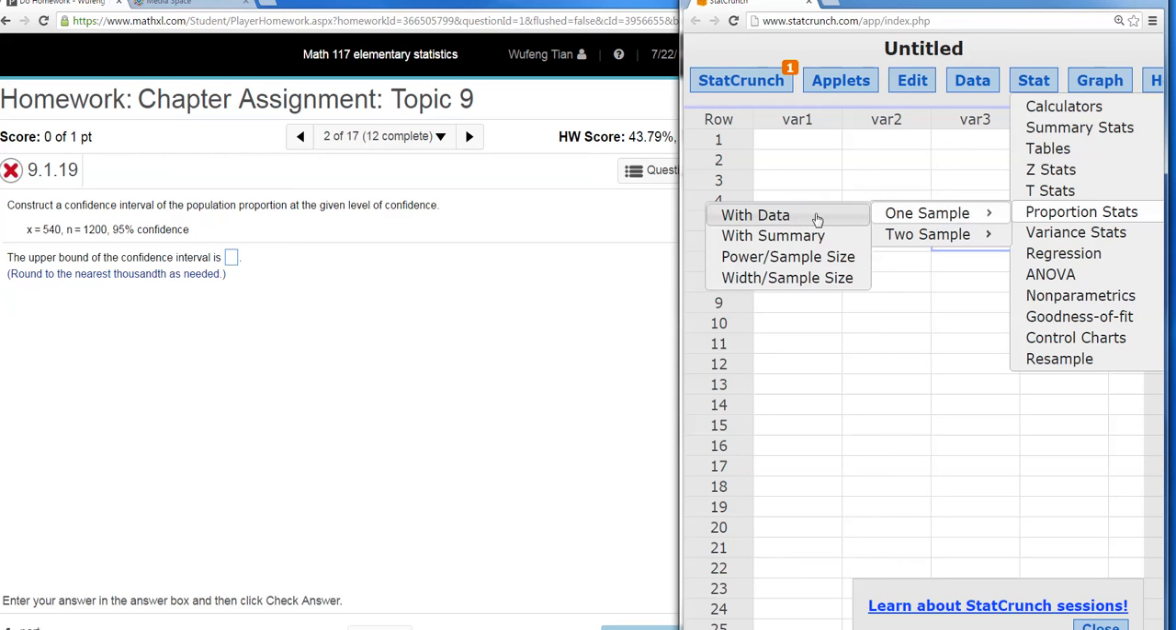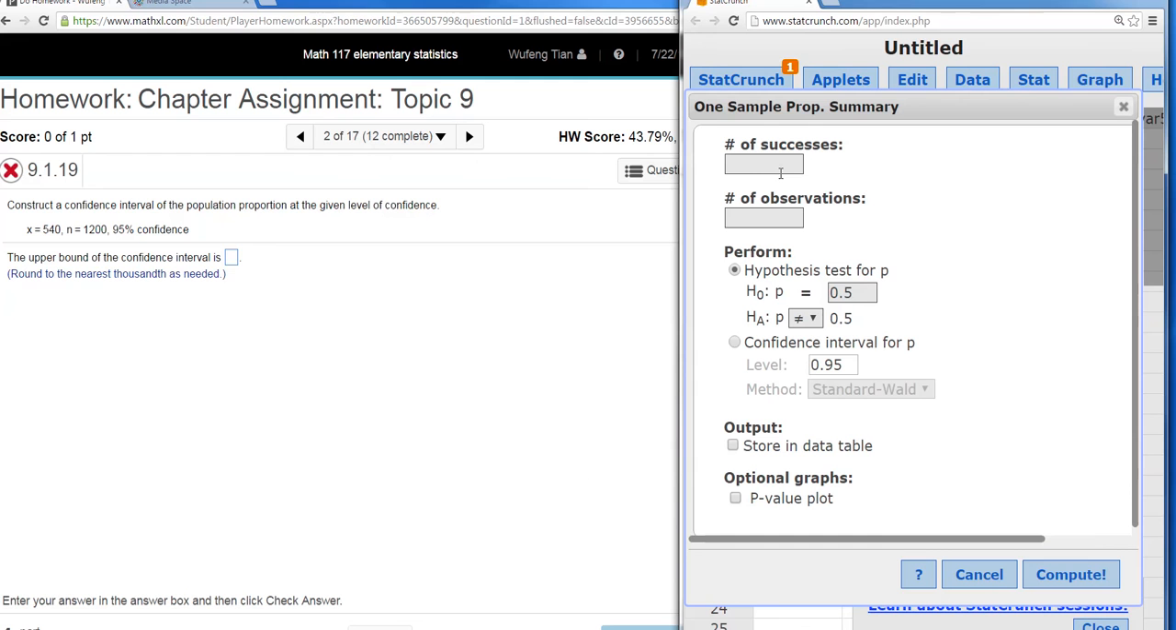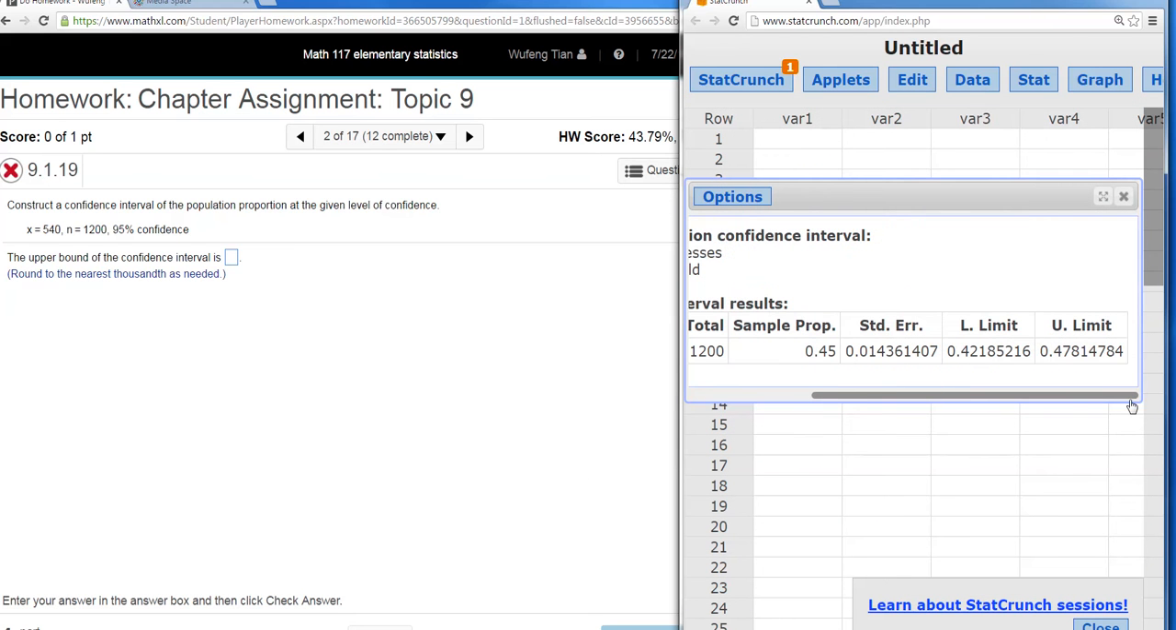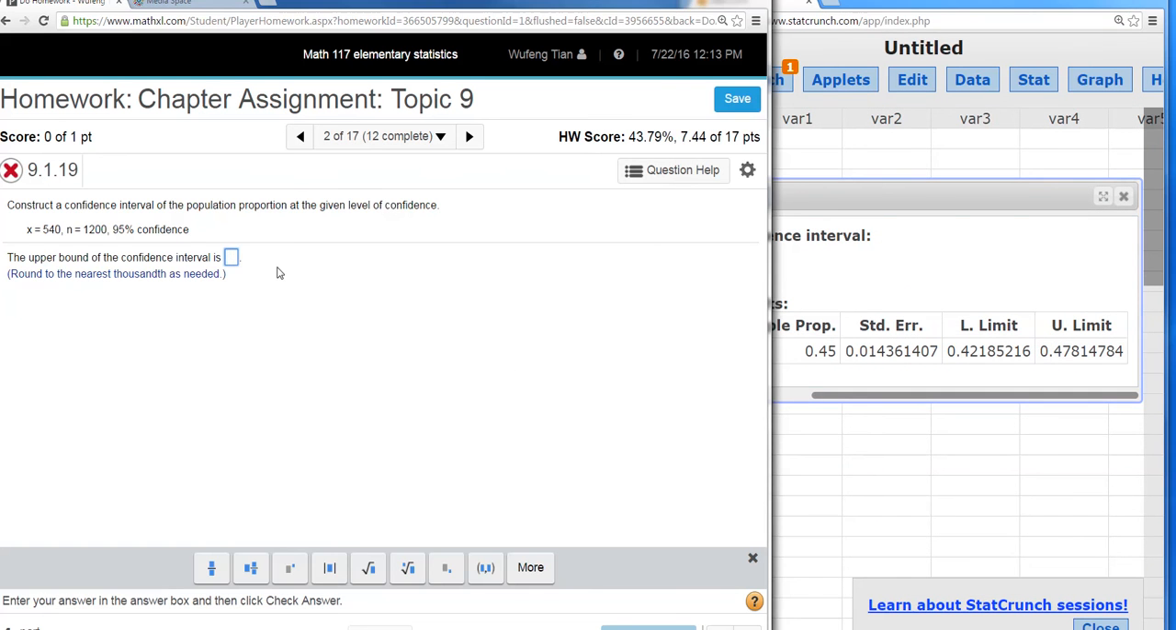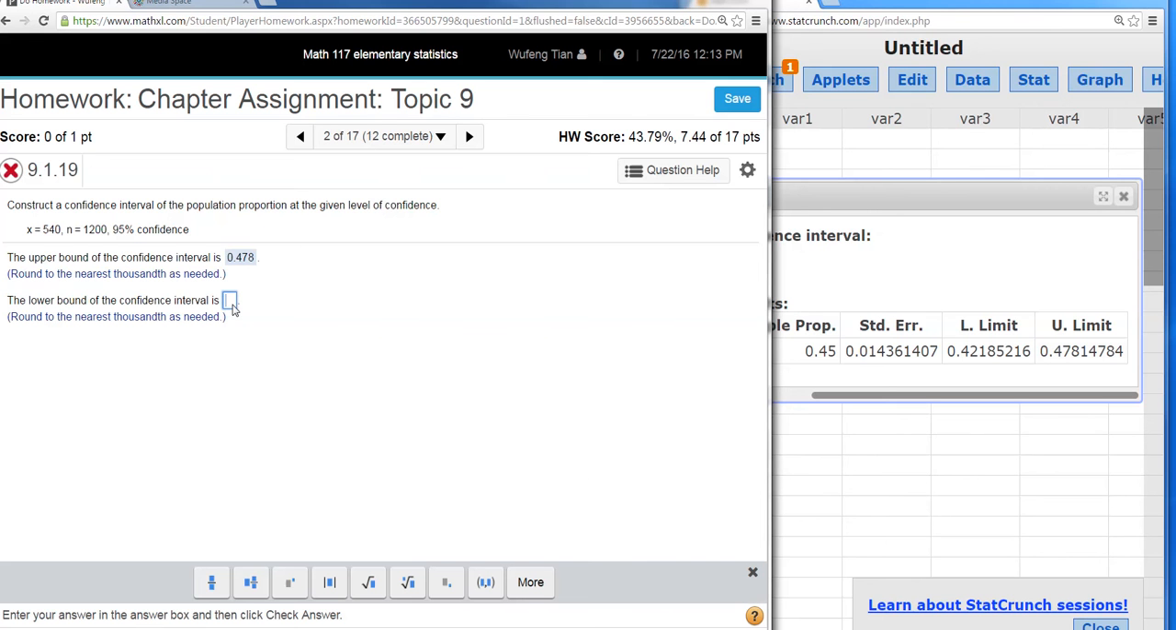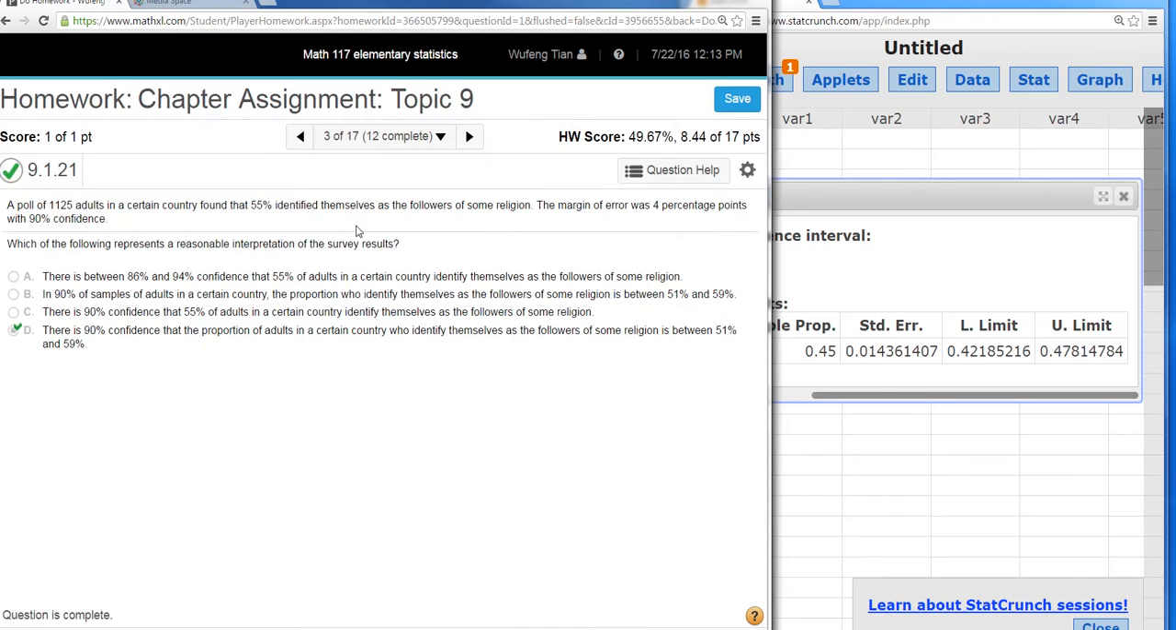And then it's with data or summary. We don't have data here. You can see there is no icon. We can open the data, but I can open with the summary. Number of successes 540, number of observations 1200. 95% confidence interval, and then compute. It gives you the lower limit and upper limit. The upper bound is 0.4378. The lower bound is 0.422. Okay, so that's how I do the first one.